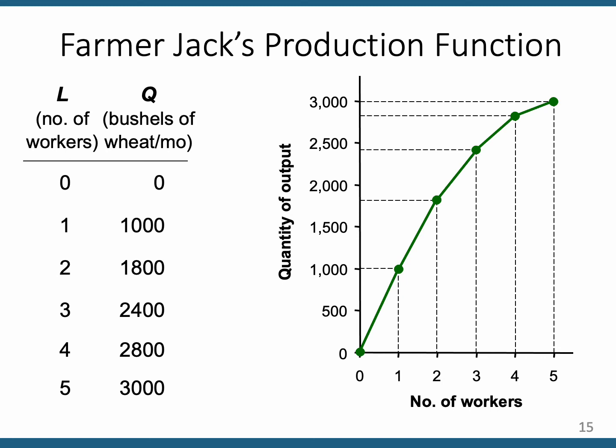All right, when you go from 3 to 4, if you have 3 workers, you're producing 2,400 bushels per month. You hire the fourth worker, now you're producing 2,800 bushels per month. The marginal product of the fourth worker is only 400. And then the marginal product of the fifth worker, if you were to hire that person, is 200. So the question is, why is marginal product decreasing the more workers you hire? Total output increases, which you would expect it to do, but by smaller amounts the more workers you hire.